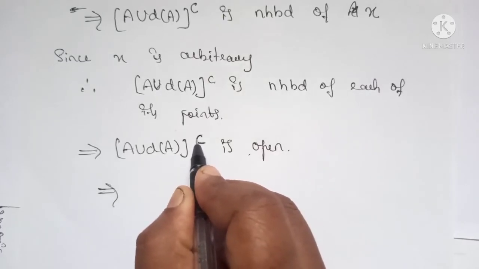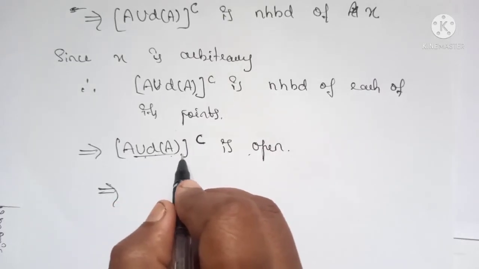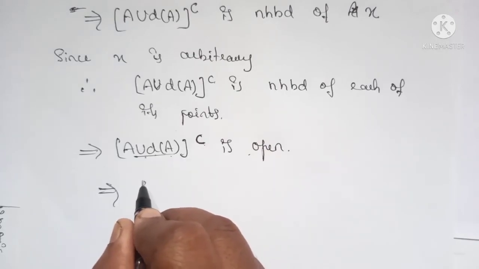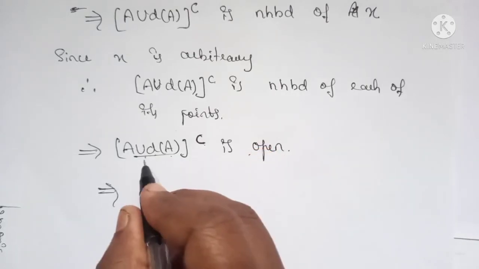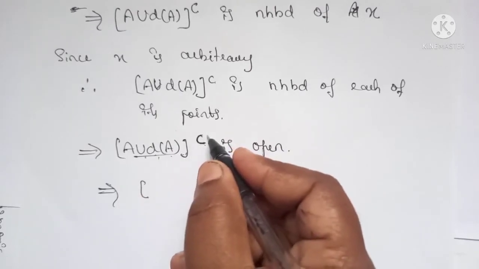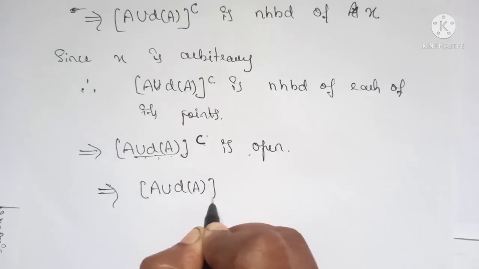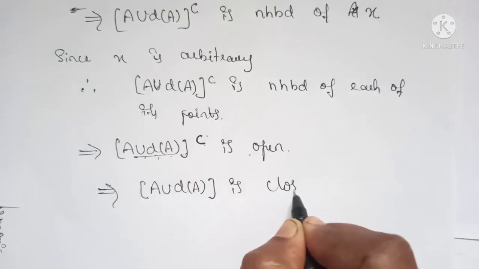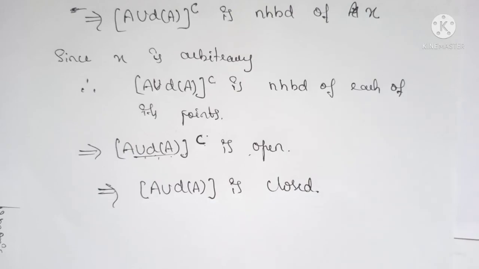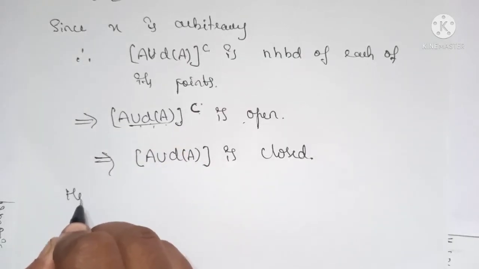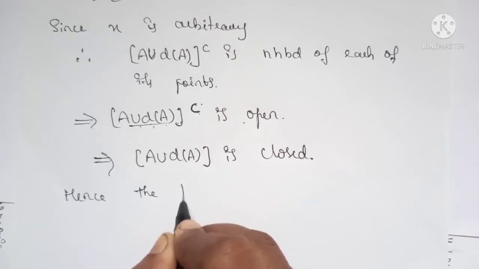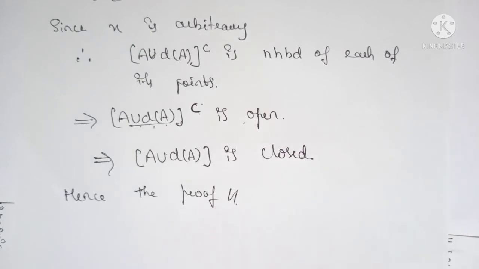Therefore since the complement of this A union D of A is open, the complement of this complement, which is nothing but A union D of A, is closed. Hence the proof. So the remaining 3 or 4 properties we prove in the next part of this video.